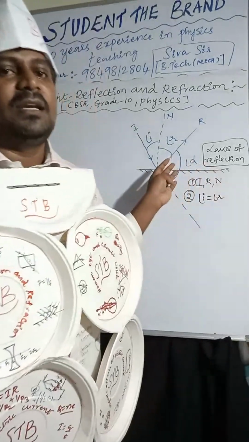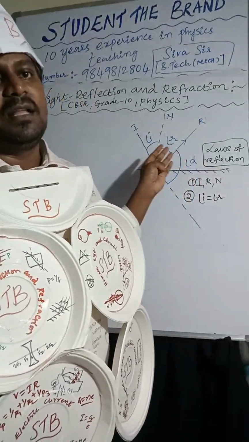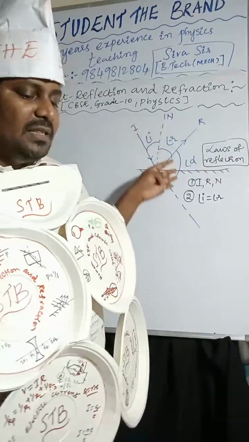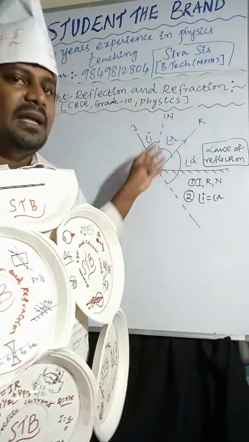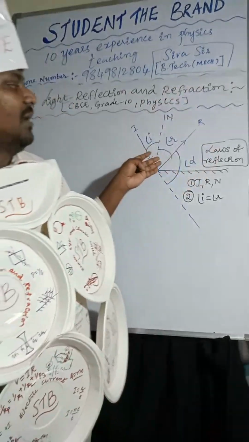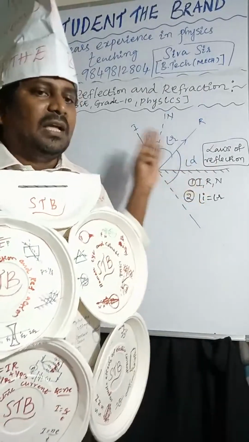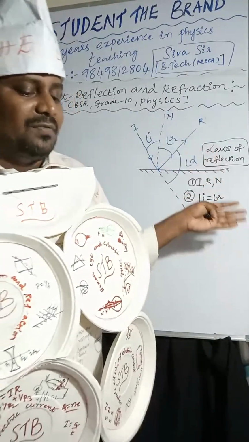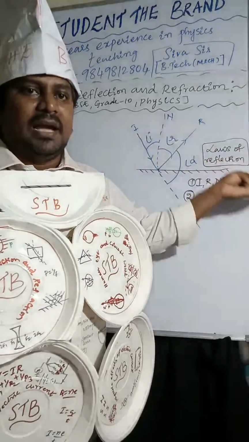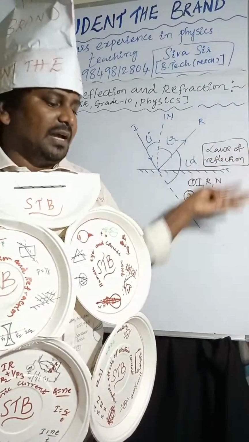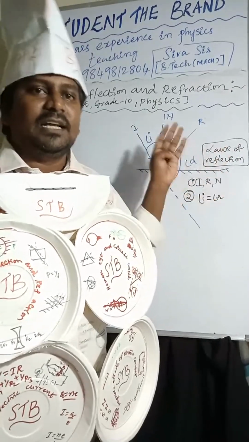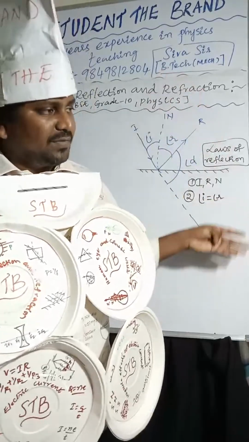Here, the first law is that the incident ray, the reflected ray, and the normal line lie on the same plane. Coming to the second one, the angle of incidence is equal to the angle of reflection. So these are the two laws of reflection.